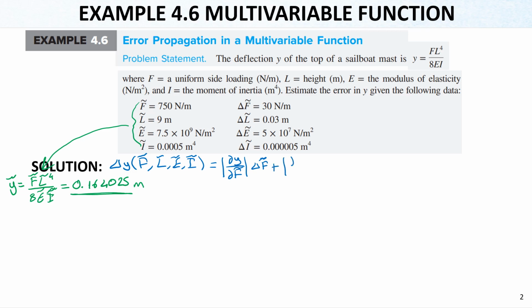The second term is the partial derivative in terms of the second input, which is L, and delta L, plus the partial derivative in terms of E and delta E, plus finally the partial derivative in terms of I and delta I. So we have all of these values, but before writing the values down, we need to calculate the partial derivatives using this formulation.